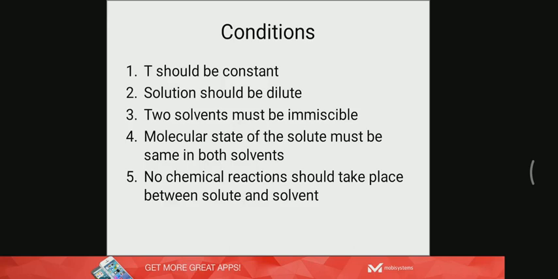Number 2, the solution should be dilute, because dilute solutions behave ideally. Number 3, the two solvents must be immiscible. Of course, that is the first condition; we are considering two immiscible liquids or solvents. Number 4, the molecular state of the solute must be the same in both solvents. Sometimes the solute may undergo, as I said earlier, association in one solvent. So we have to consider the unassociated form of the solute in both, because that form exists in both solvents.